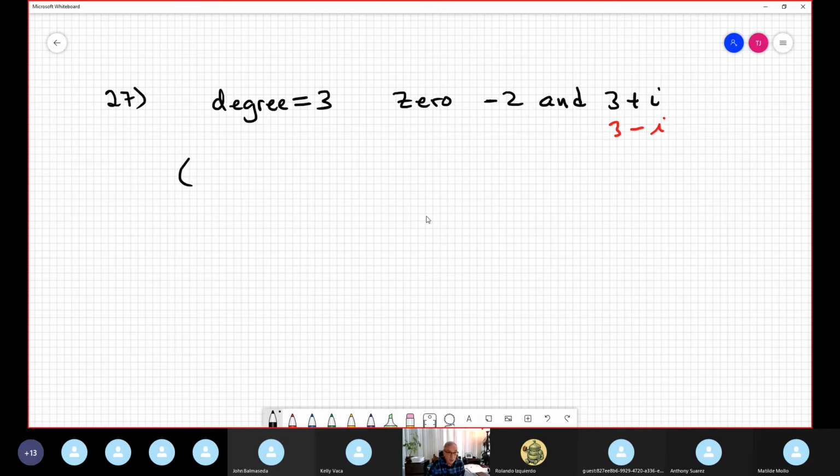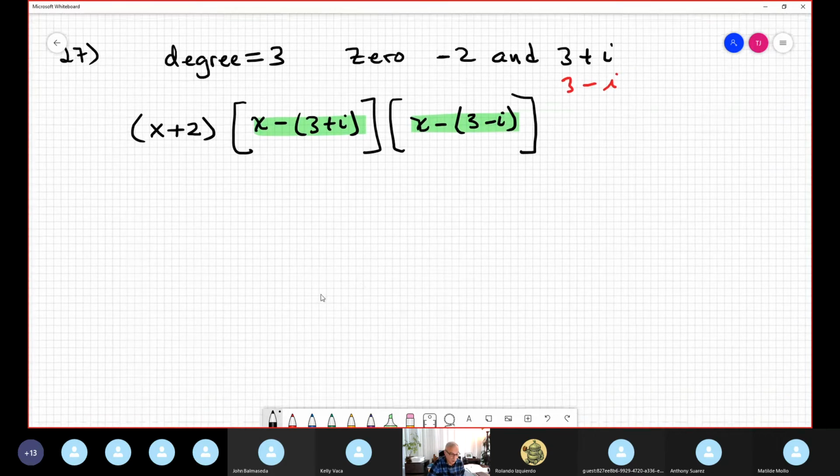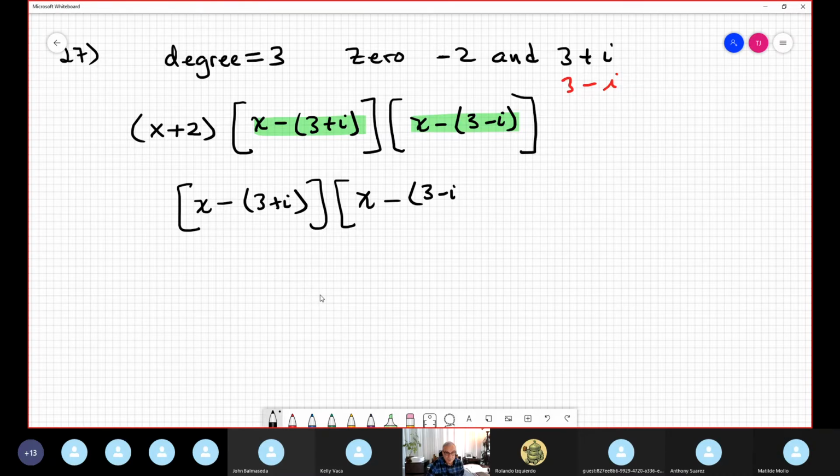So actually, the thing you should do is x plus 2 times x minus (3 plus i) times x minus (3 minus i), in either order, but this is crazy. It is much better doing it in this order, these two first, and you see why. So you copy down x minus (3 plus i) times x minus (3 minus i).